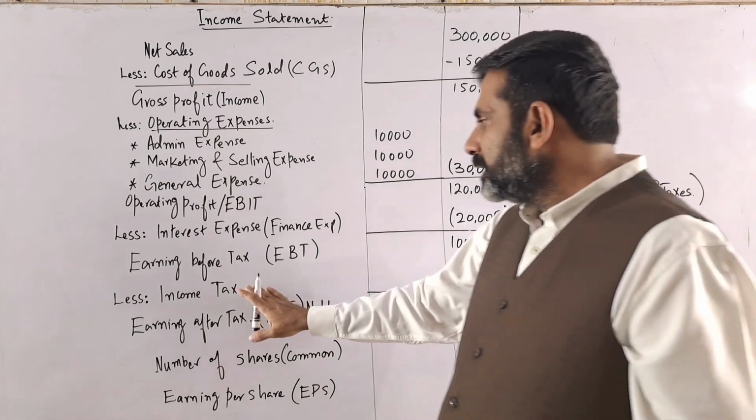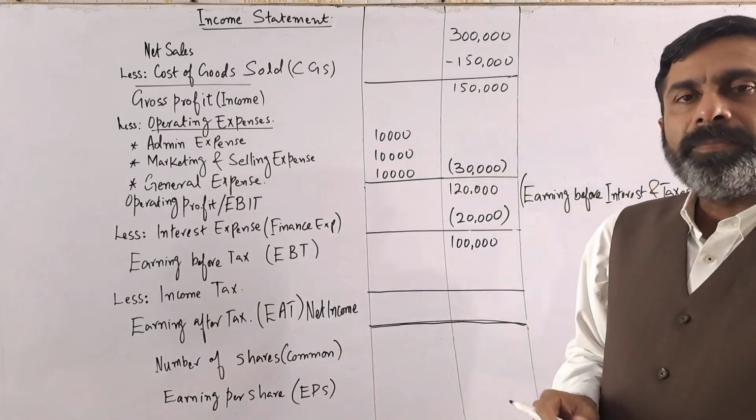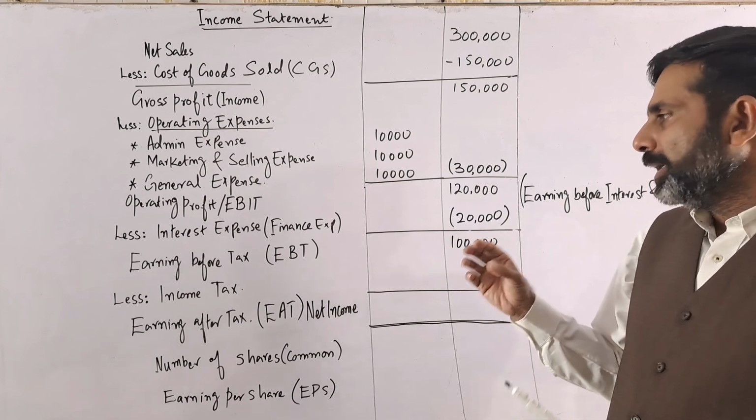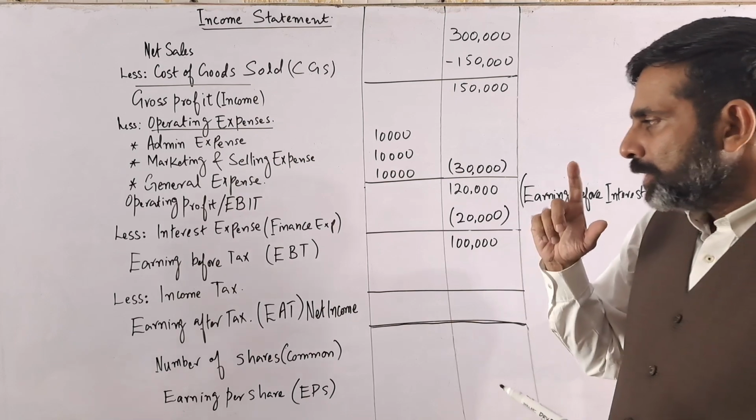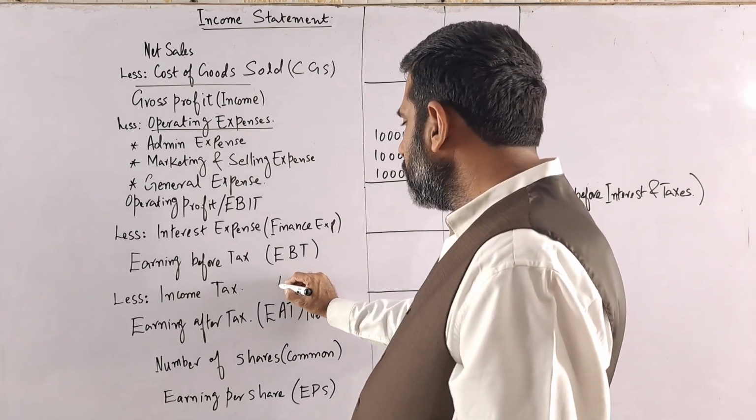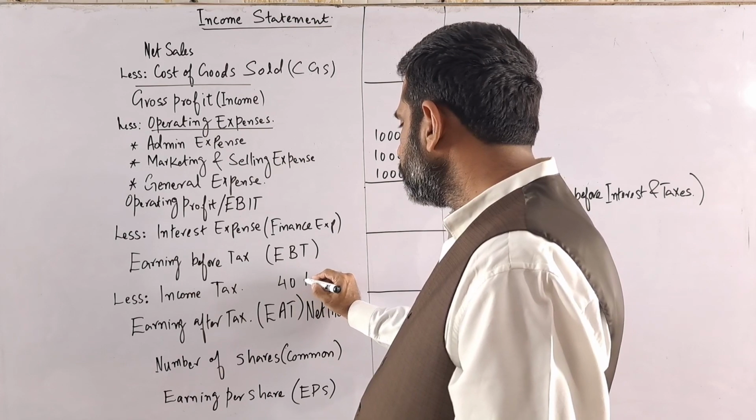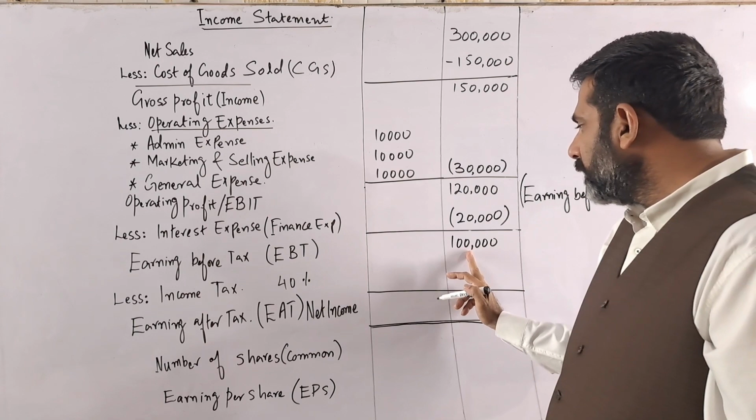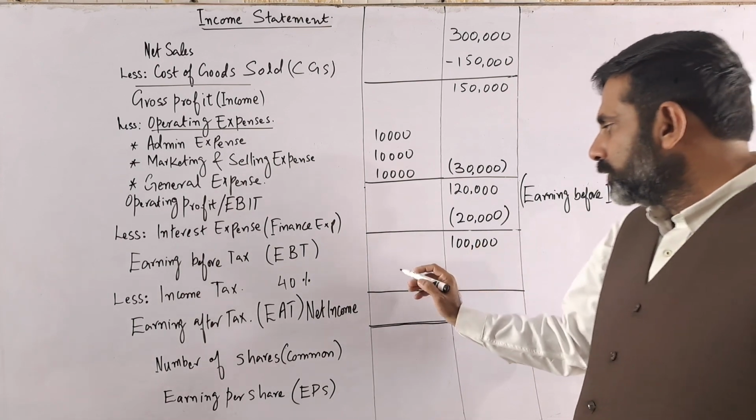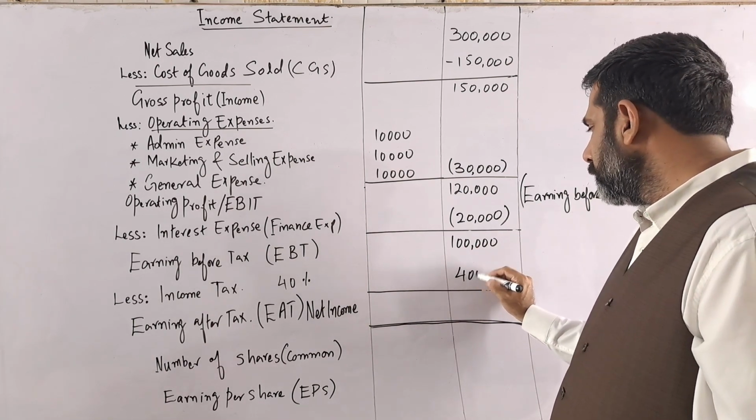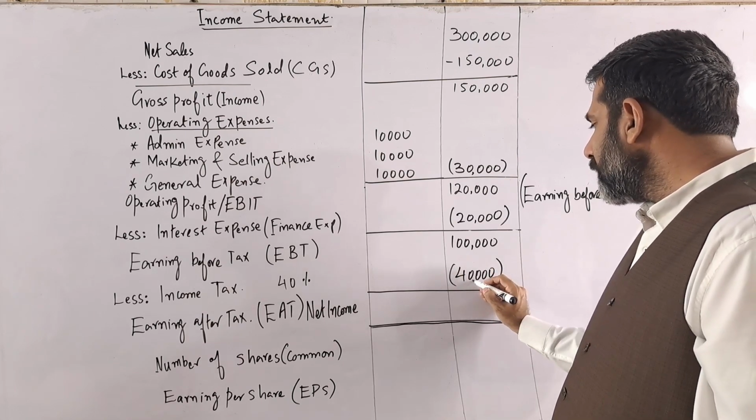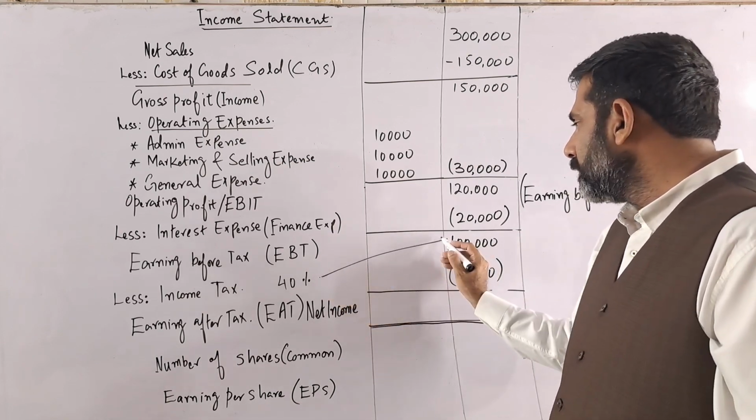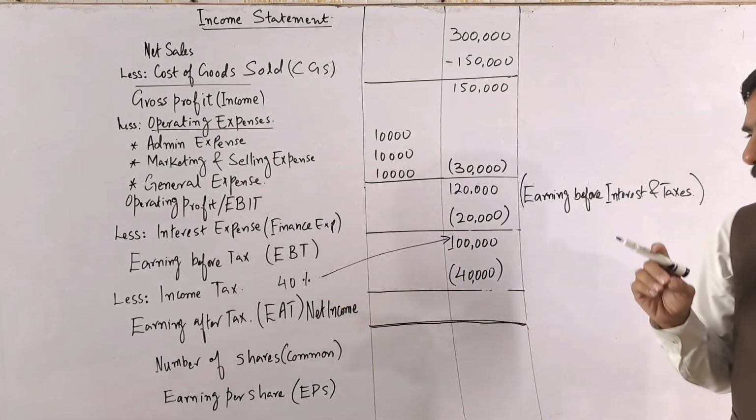Now the next thing is, what is the income tax? For every business, especially if it is a company or a corporation, they have to pay some tax. It can be like 20%, 30%, 40%. So let's say that the tax rate is 40%. If the tax rate is 40%, we have to calculate 40% of 100,000, so it will be 40,000. So the company has to pay a tax of 40,000 on this income. So 40% of the 100,000 will be the income tax for the company.